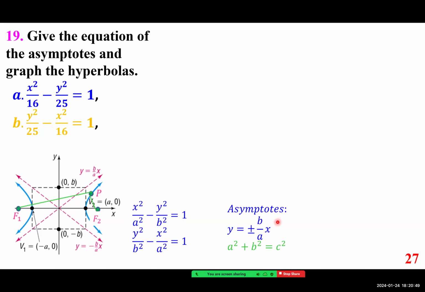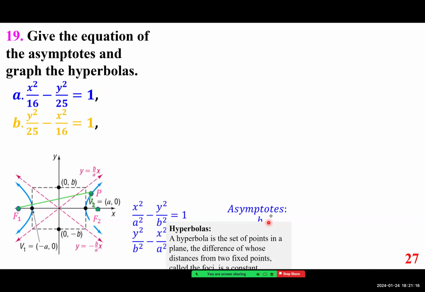And of course, in this example, this one opens sideways. If we happen to have this one, it opens up and down. Therefore, we already know this one opens sideways and this one opens up and down, with the same asymptote.